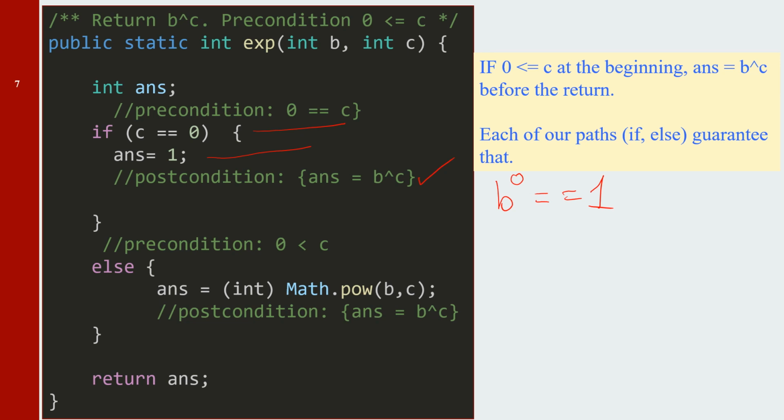Good. So basically, I know that if c is greater than or equal to 0 at the beginning, then my answer is going to be b to the c before the return. I've guaranteed that with each of the possible paths that you can take through this decision diamond, right? So either the if is true, c is equal to 0, or the if is false, c is greater than 0. Good.